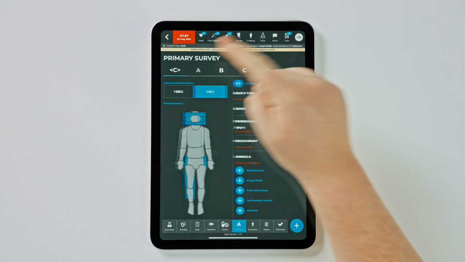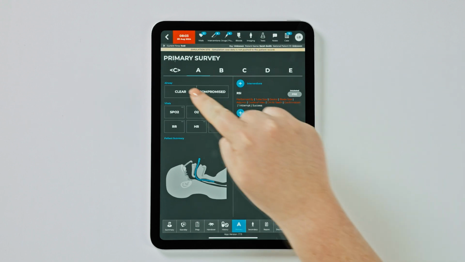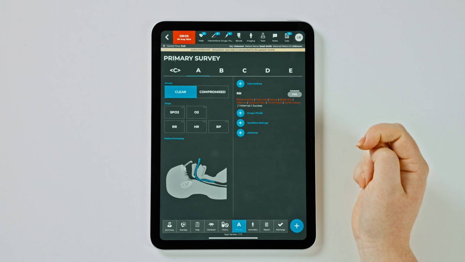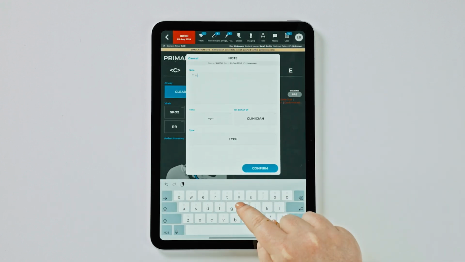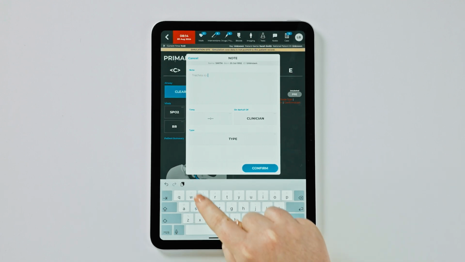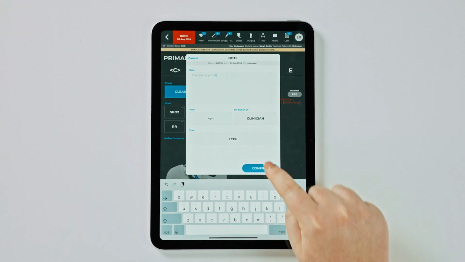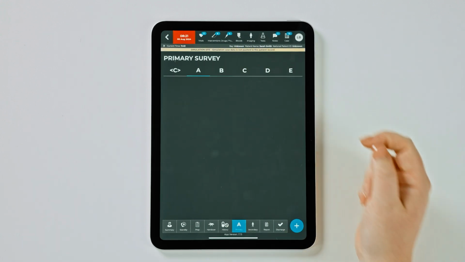Moving on to A for airway. Sarah is intubated, therefore her airway is clear and the anaesthetist is happy that it is secure. The anaesthetist notes that Sarah's trachea appears central. Moving on to B for breathing.